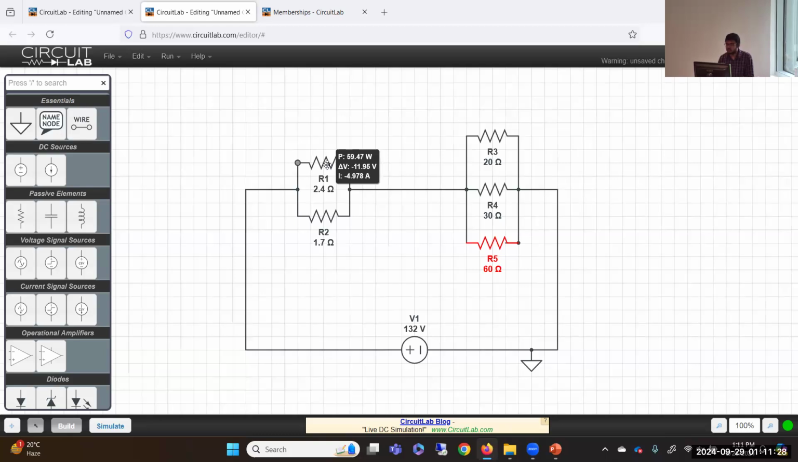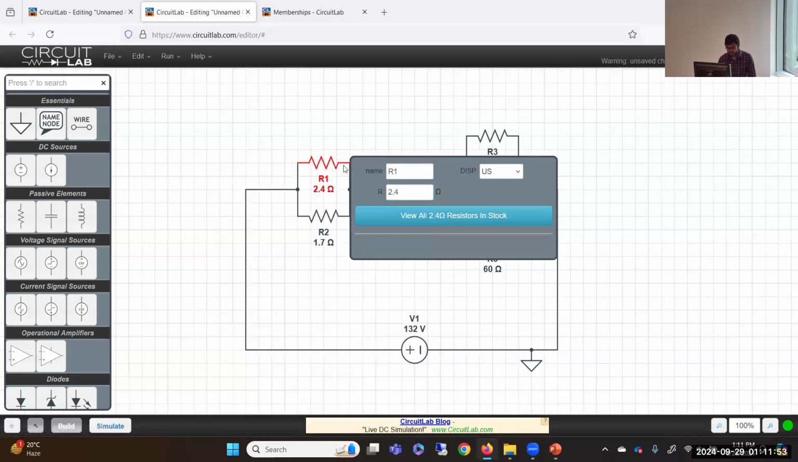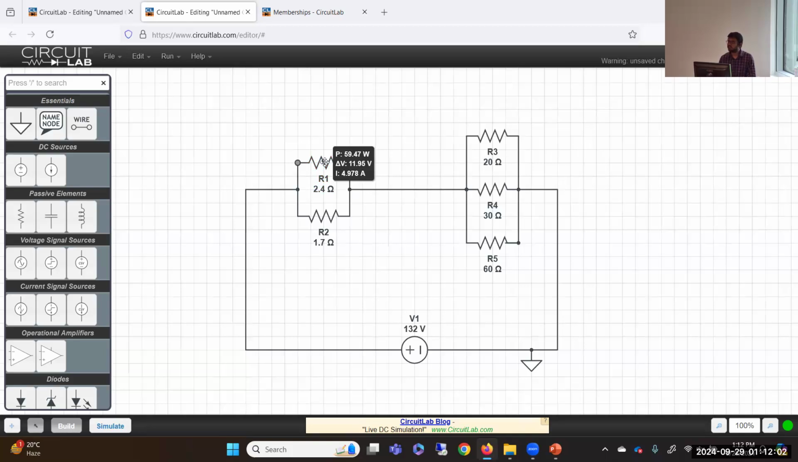So the thing we did wrong is, when we rotated the resistor, it has a predefined positive and negative. So we only rotated one. What we did is now this is the negative terminal of the resistor, and this is the positive terminal. That's why you also see negative voltage, but we should see positive voltage. So for that we need to just flip horizontally. Now if you put the mouse on that, you see the current is positive.